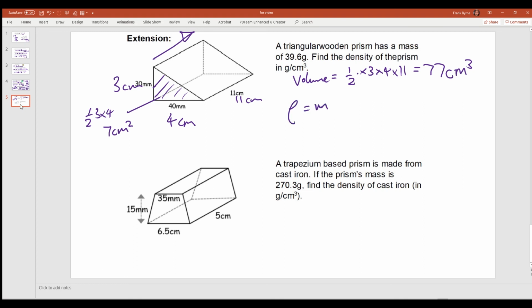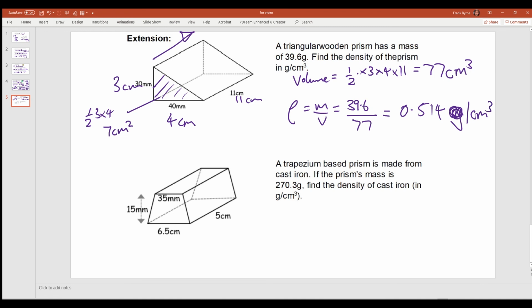Density equals mass over volume, which is 39.6 divided by 77. That is 0.514 to 3 sig figs. And what would the units be? Well, we'll be working in centimeters and grams, so it's grams per centimeter cubed.